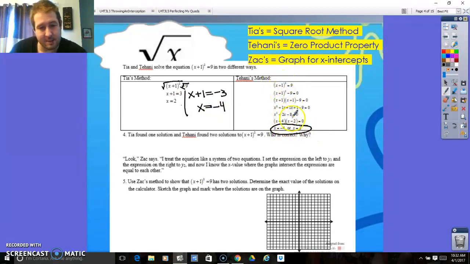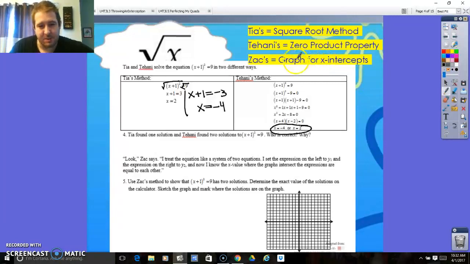Tahani took this, and yes, it looks like a lot of work. It is a lot more work in this case because not one strategy is always going to be the best strategy. And you'll find out in future lessons how to figure out which method is going to be the best. Sometimes zero product property would be the best if it's in factored form. Well, I guess I'm giving answers away here. Oh, it even says it right here. Tia's, the square root method, is the best when it's already a perfect square on the left. Or if it's not, then you can actually complete the square to make it a perfect square, but we'll talk about that later. And then Zach's is the best if the answers are integers.